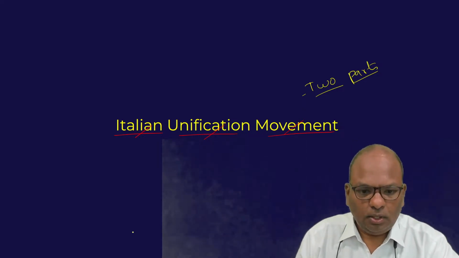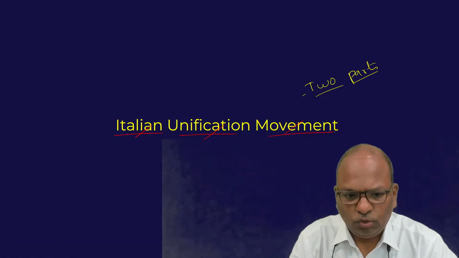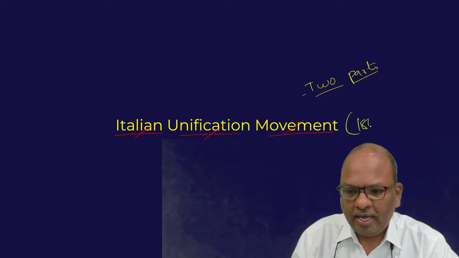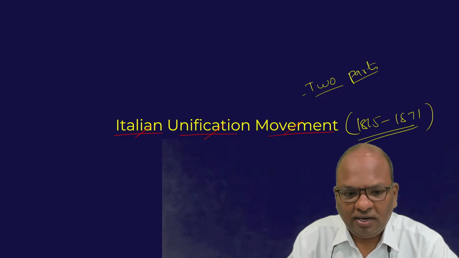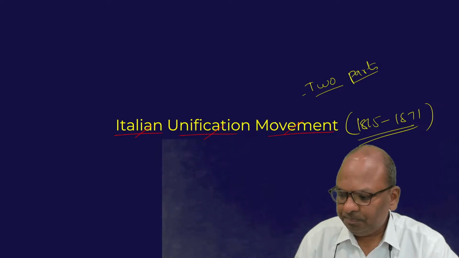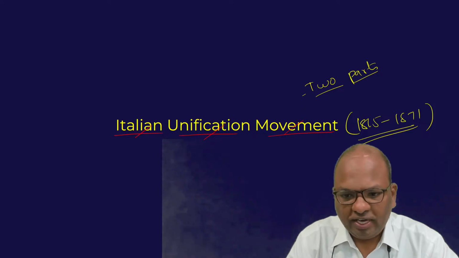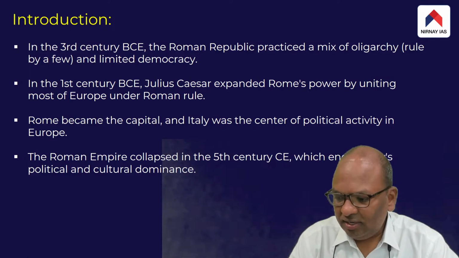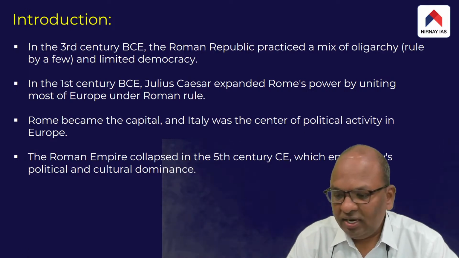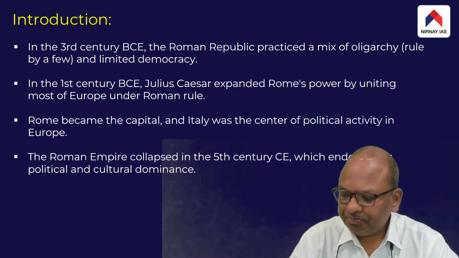So, take a look at some brief background of the Italian unification movement. The time period between 1815 and 1871 is often referred to as the period of the Italian unification movement. Before we go into the details, let us understand the background.